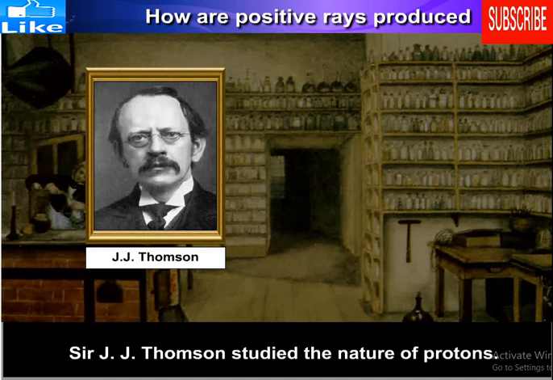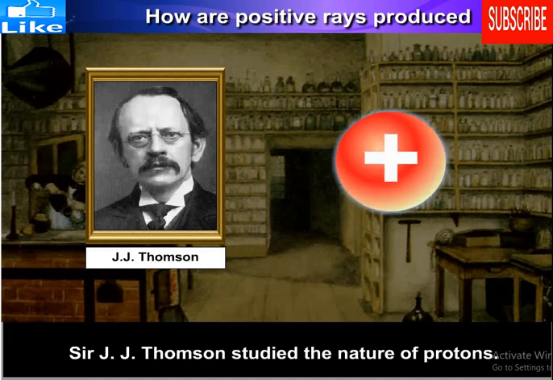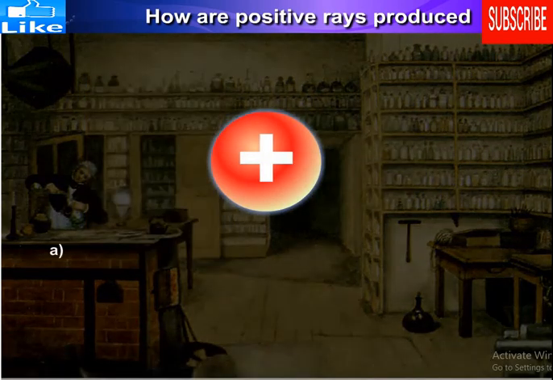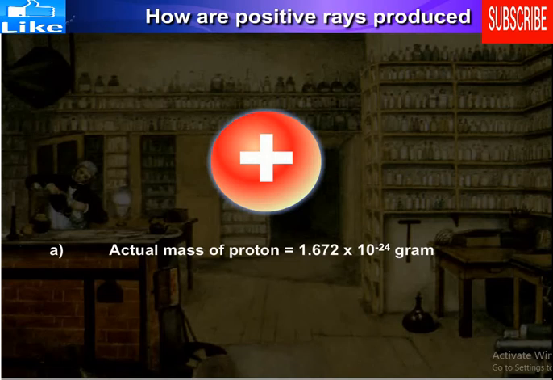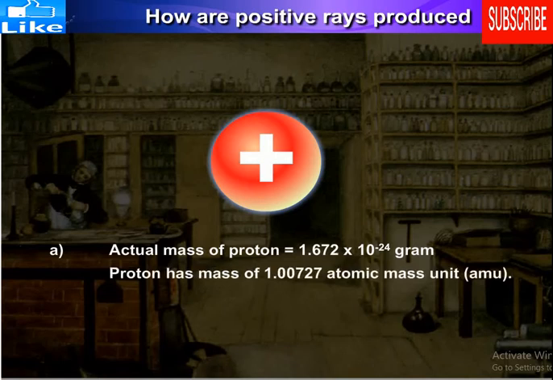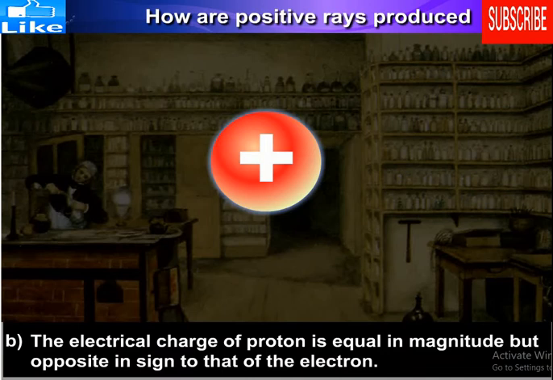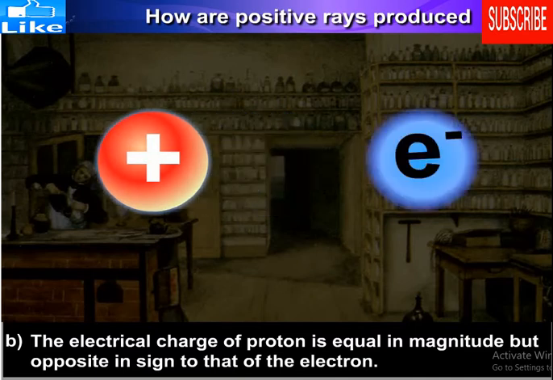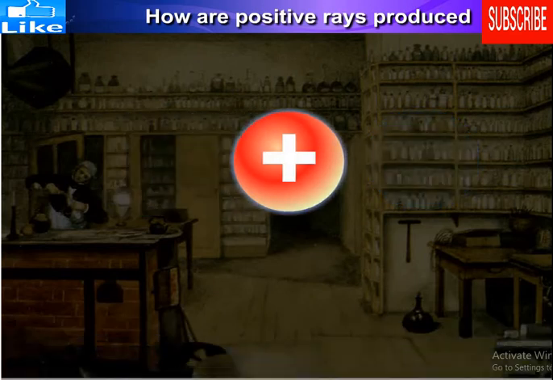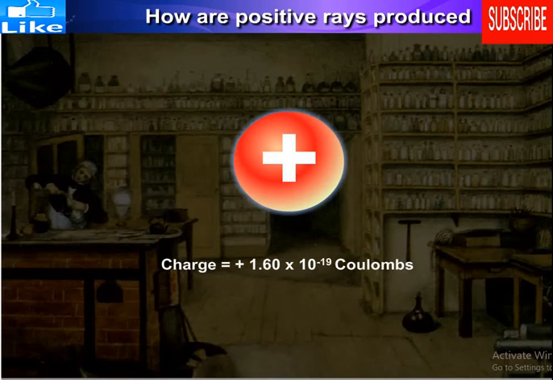Sir J. J. Thomson studied the nature of protons. He showed that, a, the actual mass of proton is 1.672 × 10⁻²⁴ gram. Proton has mass of 1.00727 atomic mass unit, that is, amu. B, the electrical charge of proton is equal in magnitude, but opposite in sign to that of the electron. Thus, proton carries a charge of +1.60 × 10⁻¹⁹ coulombs, or +1 elementary charge unit.